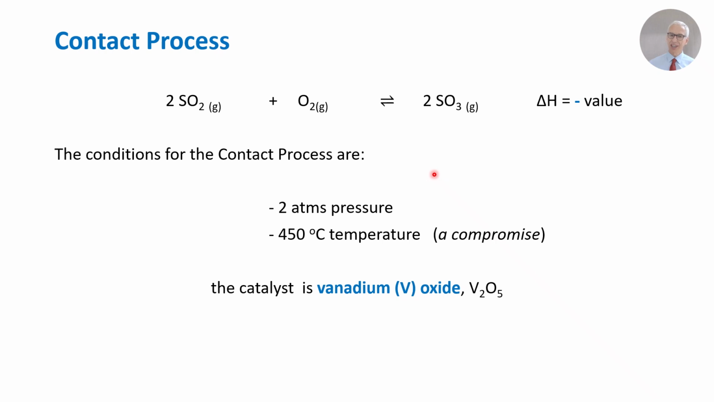Multiple choices focus on a recall of the conditions: 2 atmospheres pressure, 450 Celsius. Again, for the same reasons as the Haber process, this is a compromise between rate and yield. So the 450 temperature and 2 atmospheres pressure needs to be factually recalled, as does the identity of the catalyst, vanadium 5 oxide, V2O5. Vanadium, a transition metal.